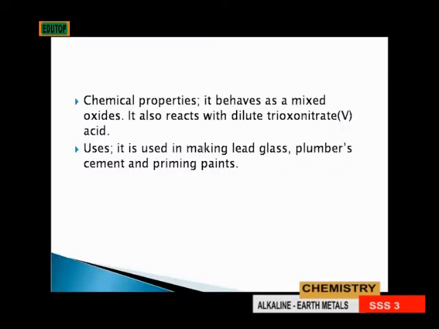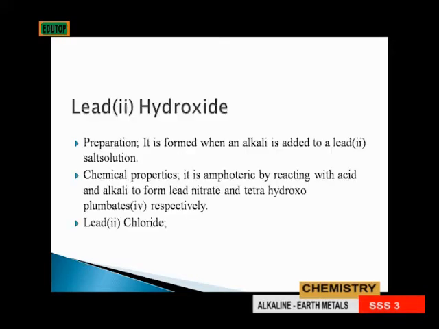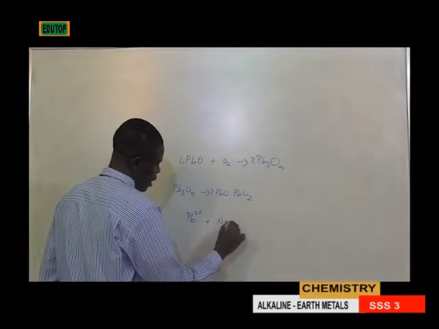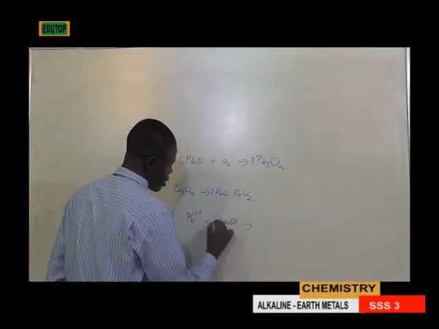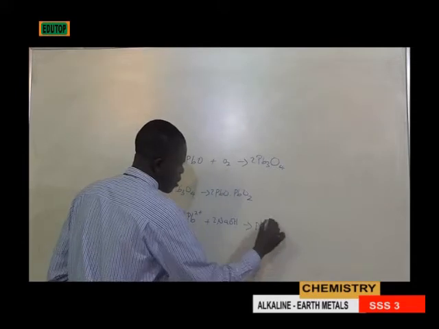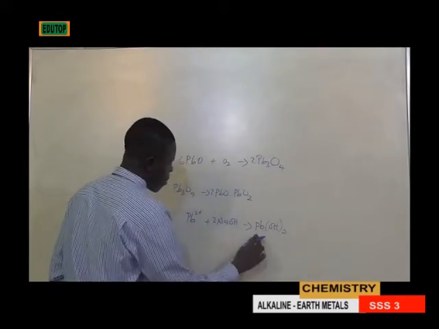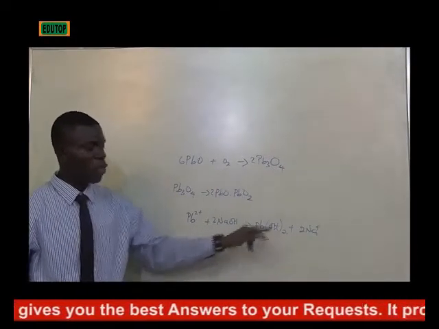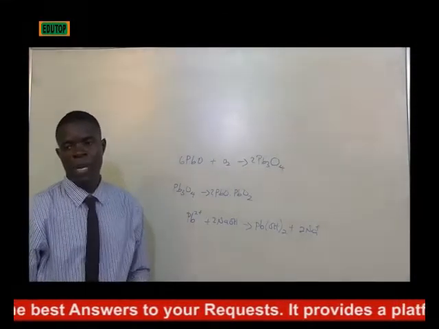Uses. It is used in making glass, which is lead glass, plumber's cement, and priming paints. Lead 2 hydroxide. Preparation. It is formed when an alkali is added to lead 2 salts. When you have lead 2 salts and you now have an alkali, which is sodium hydroxide, being added, here you have lead hydroxide, which is the compound of interest. This is how lead 2 hydroxide can be formed or prepared.